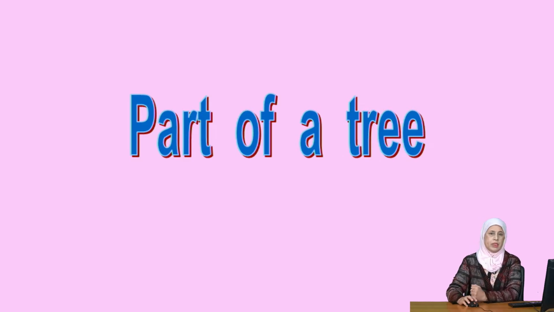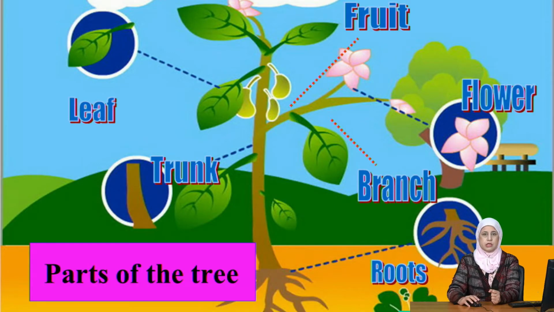So here we go. P A R T, part. O F, of. A T R E E, tree. Part of a tree. What parts does one tree have? Teacher is going to teach the names in English. We take one tree and we divide it into parts. So here is one tree. You can see here we have a tree and we divide it into parts, okay?